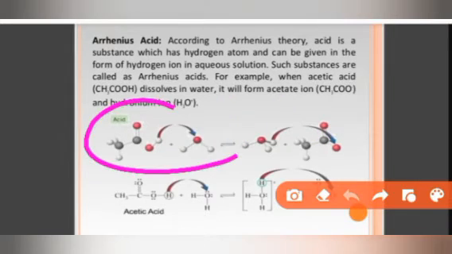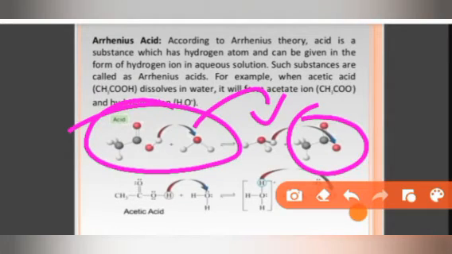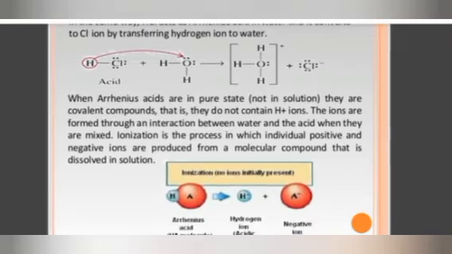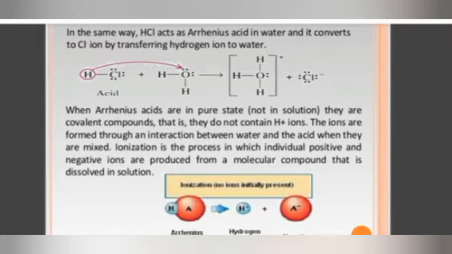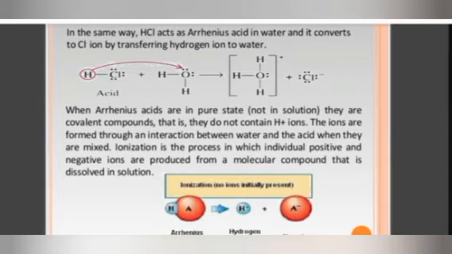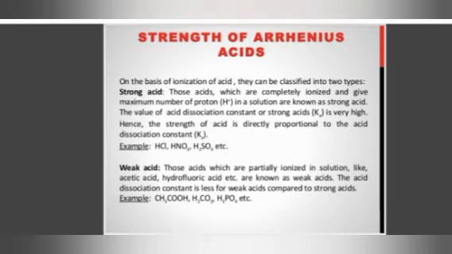For example, CH3COOH plus H2O will break down into H3O+ plus CH3COO-. So this is one example. Then HCl acts as an Arrhenius acid in water. It converts to the chloride ion Cl- and H3O+. When Arrhenius acids are in pure water, they are covalent compounds, that is, they do not contain H+ ions. The ions are formed through the interaction between water and the acid when they are mixed. Ionization is the process in which individual positive and negative ions are produced from a molecular compound that is dissolved in solution.